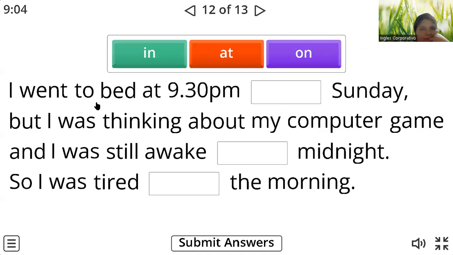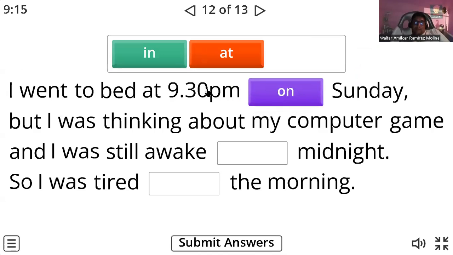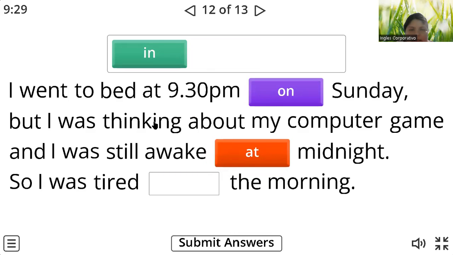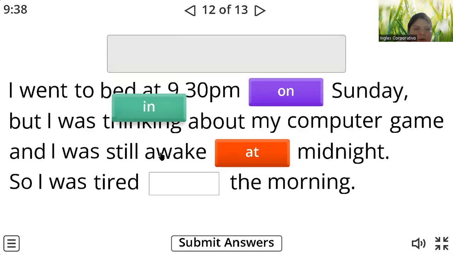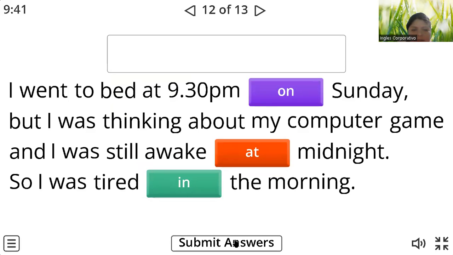What do you think? I went to bed at 9:30 p.m. On. Me fui a la cama. Okay. On Sunday. El domingo. But I was thinking about my computer game and I was still awake. Estaba pensando en mi juego. At midnight, a la medianoche. So I was tired. In the morning. I was tired in the morning. Estaba cansado en la mañana.